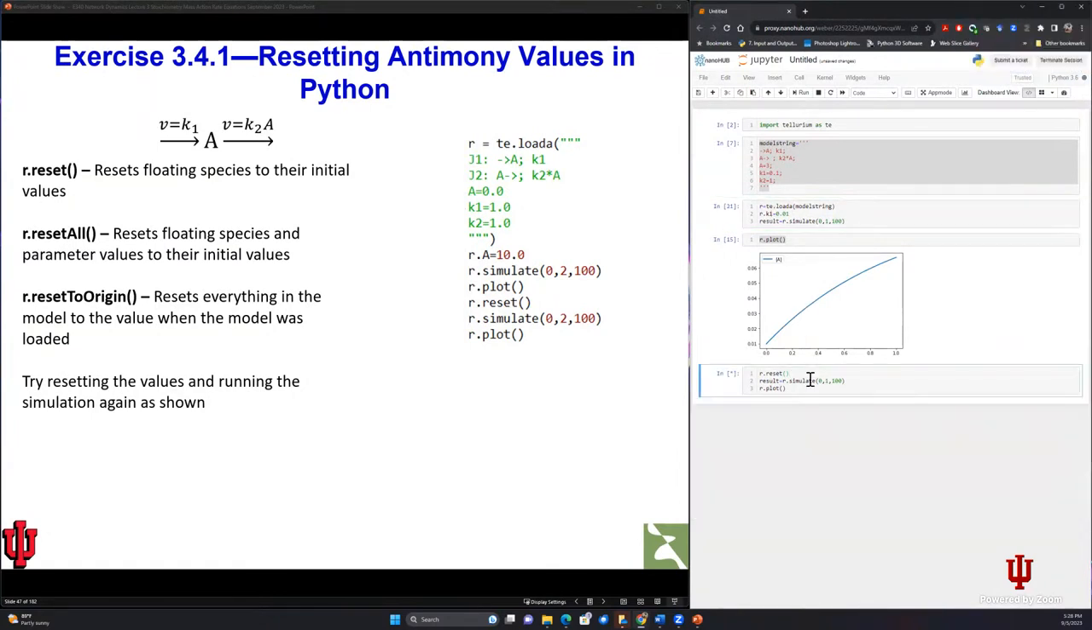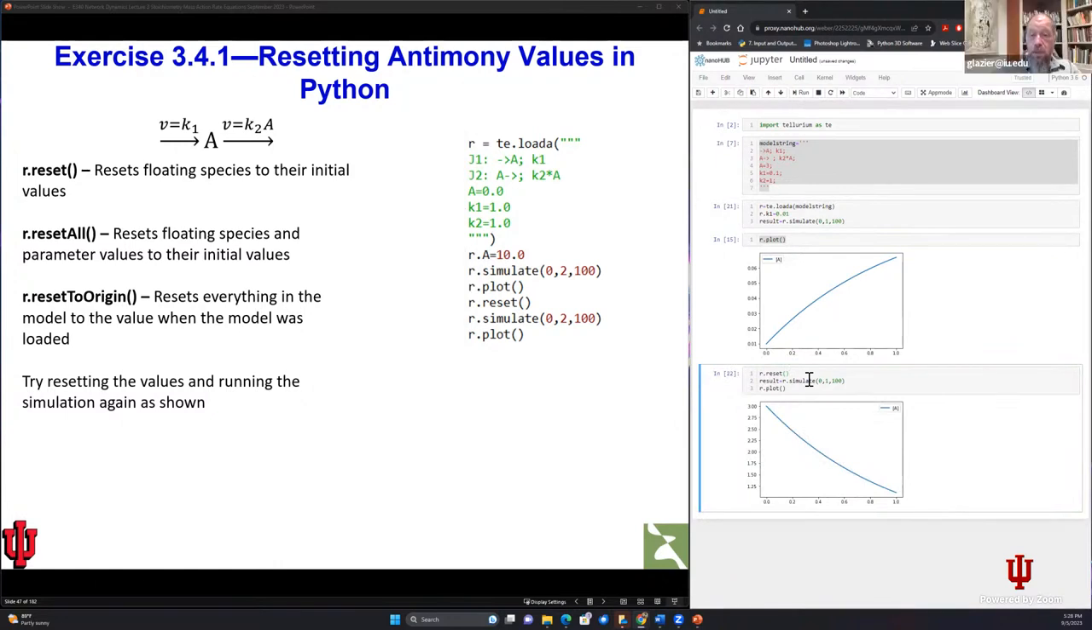Then what's the difference between reset and reset to origin? Okay. So reset to origin resets other things which we're not using at the moment. As I mentioned, one of the nice things about antimony is the syntax is very simple. You really only need to know about the things that we've seen to do a lot of the modeling that we're going to be doing. But antimony has quite a few elaborate features, and some of those have states which can be reset, which are not included in reset all. So that's what that's about. I'm putting that in for completeness. We're not using it at the moment. Okay, got it.